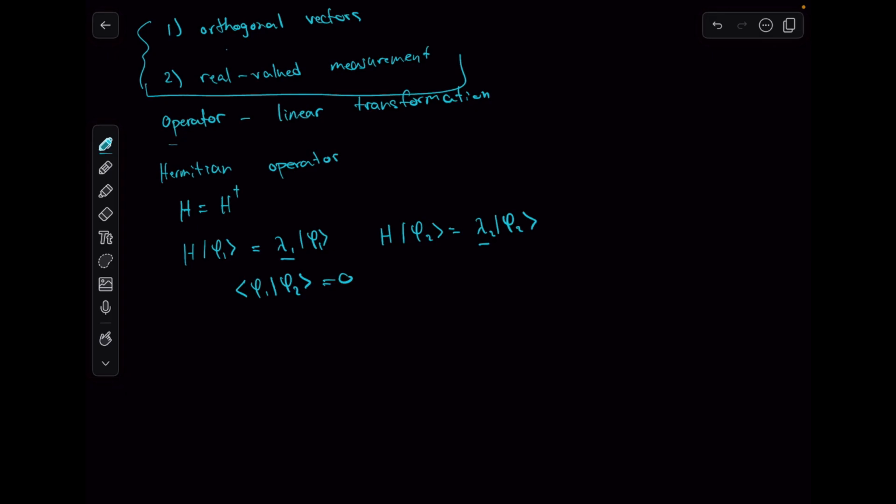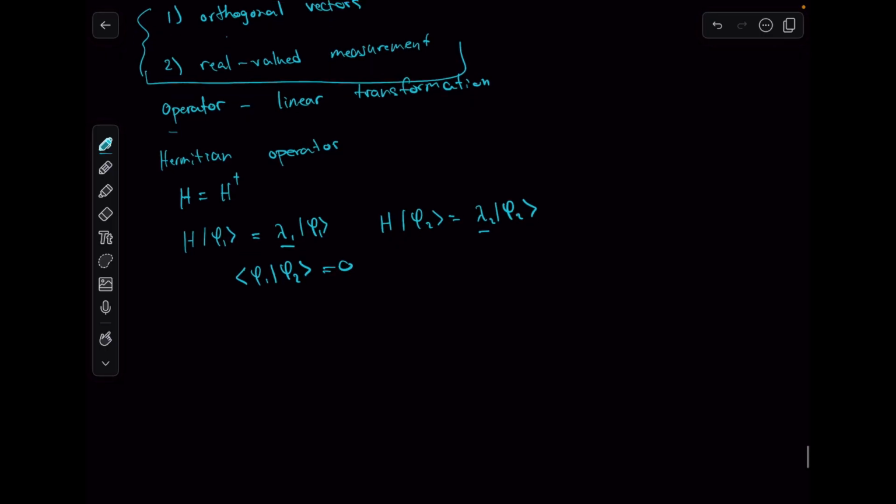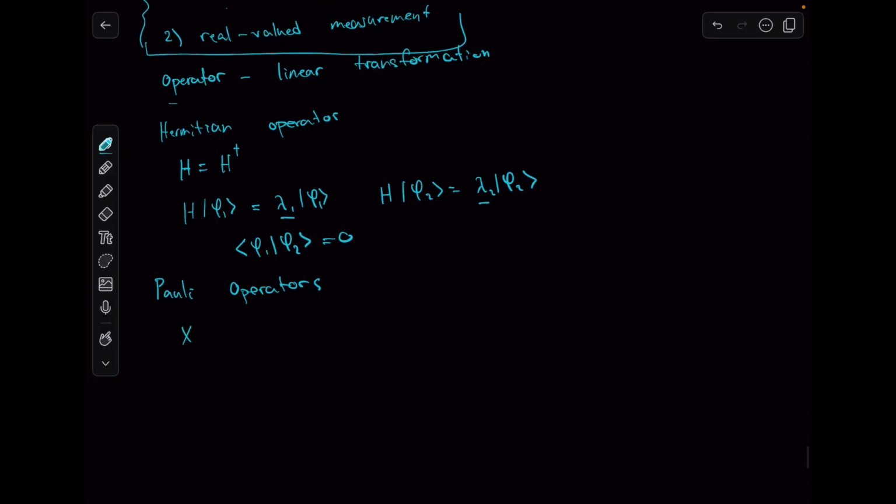And in the next few videos, I want to introduce a very important set of Hermitian operators that also happen to be unitary, called the Pauli operators, or the Pauli matrices. And these consist of 3 matrices labeled X, Y, and Z. And they're pretty special. We're going to go over why that is in the following video.